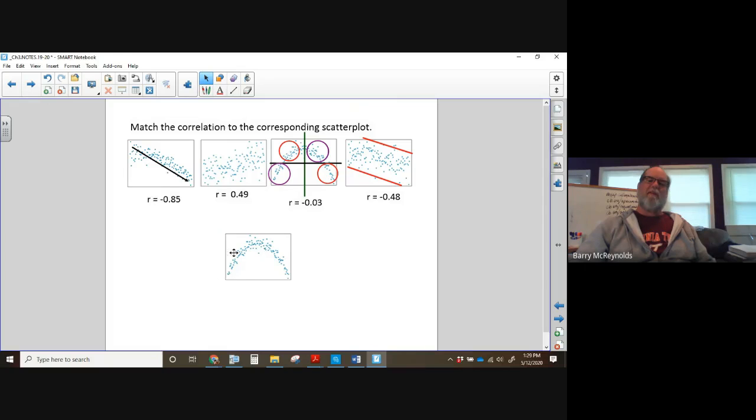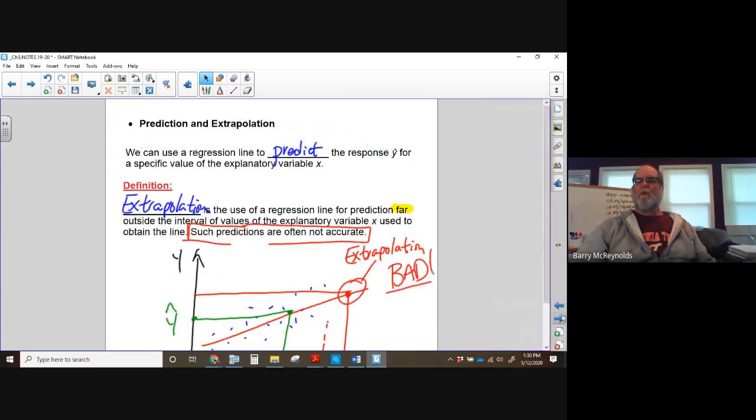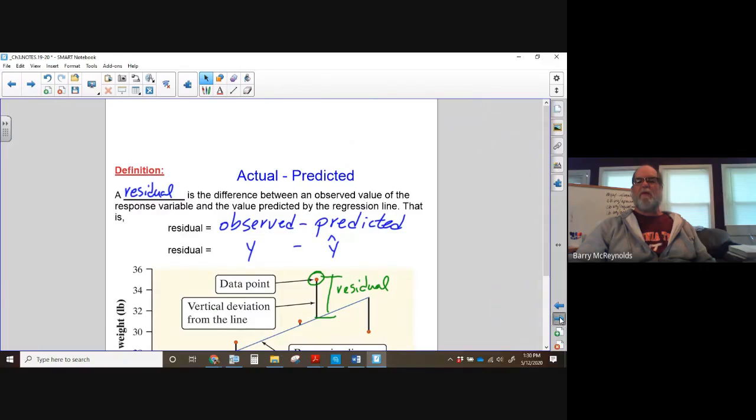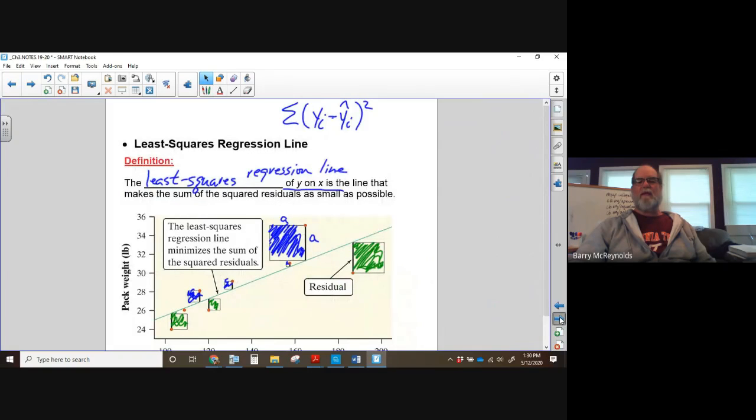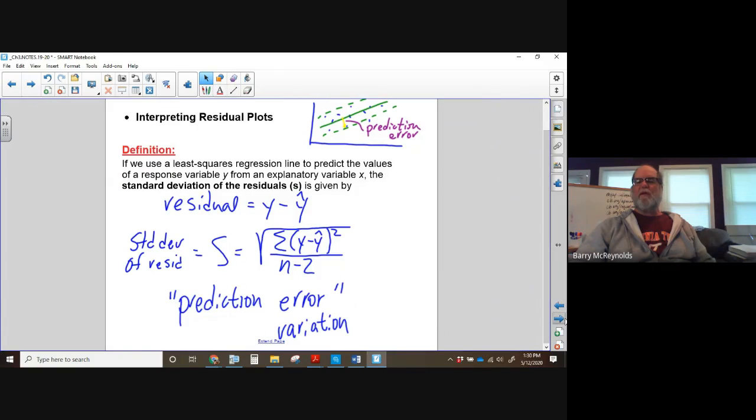In this case, it's obvious, but in some cases it's not easy to tell. And so what we do is we use these things called residual plots to help us understand whether a linear regression model is appropriate.